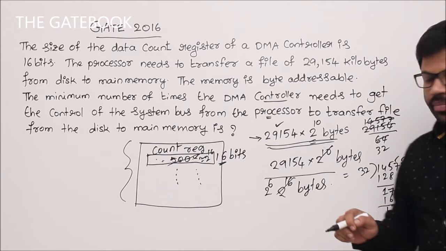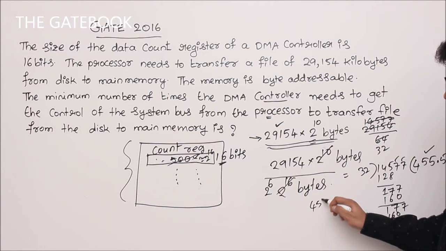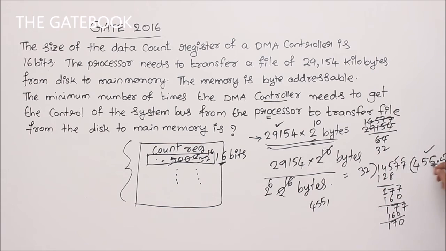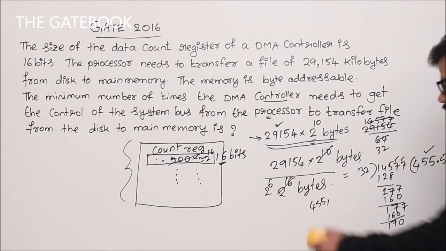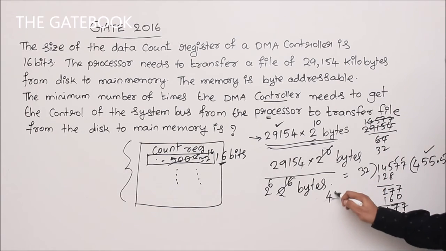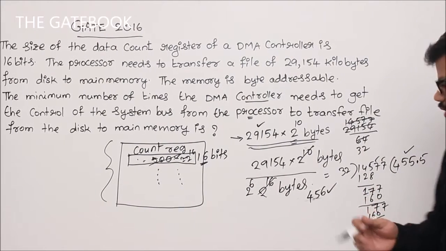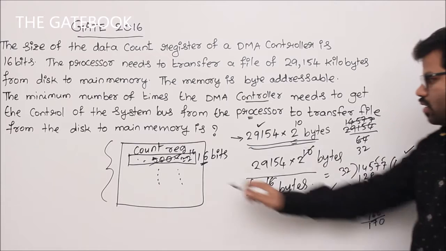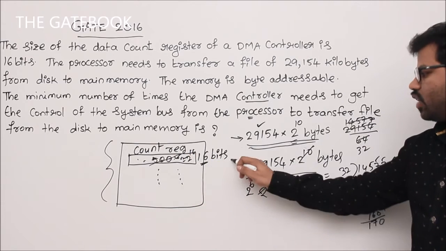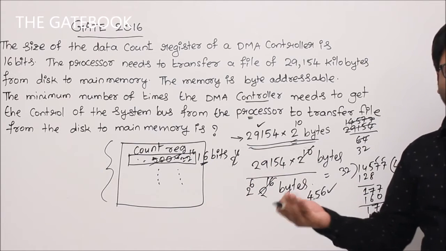455.5 times. That means for 455 times we have to take the control, plus one more time, right? Approximately it would be 456, right? The answer is 456. 455 full times. The last time, the 0.5 means some few data will be there which is less than 2 power 16, right? That will be the final time.